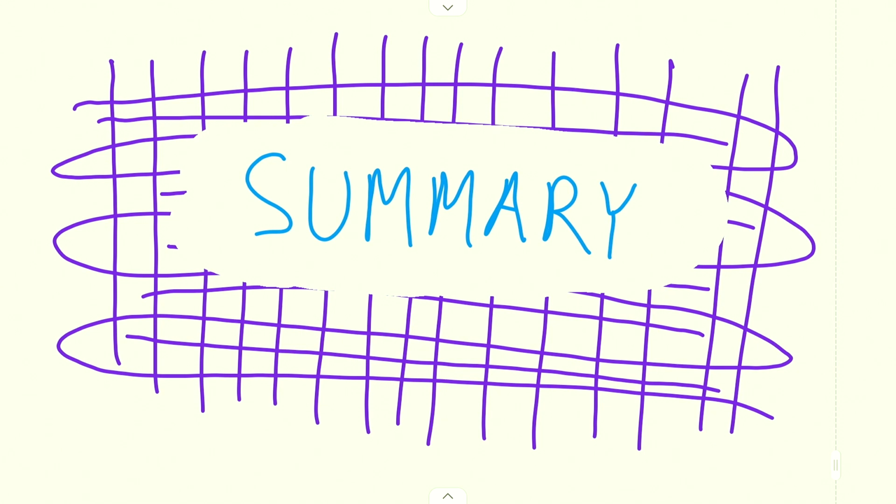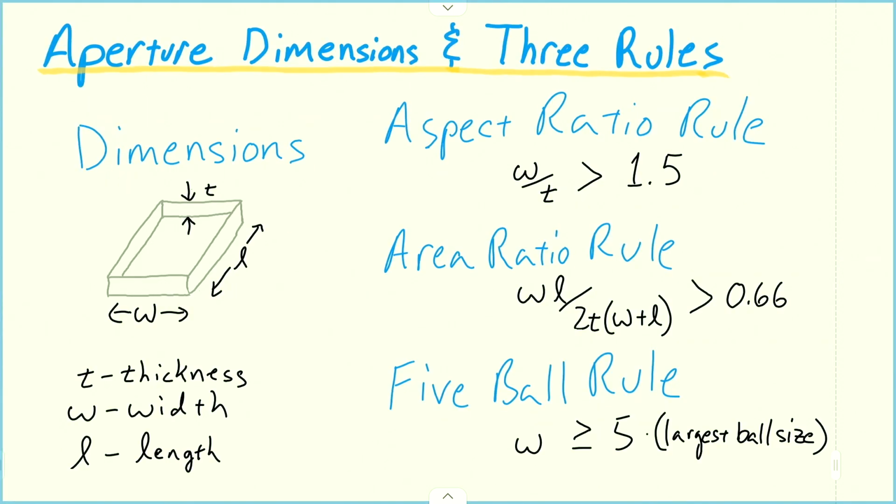Welcome to the summary section. We're going to review aperture dimensions and 3 rules that can help ensure a better print. The 3 aperture dimensions that we specified are the length, L, the width, W, and the thickness, T. Using those dimensions, we determined and applied 3 aperture rules.